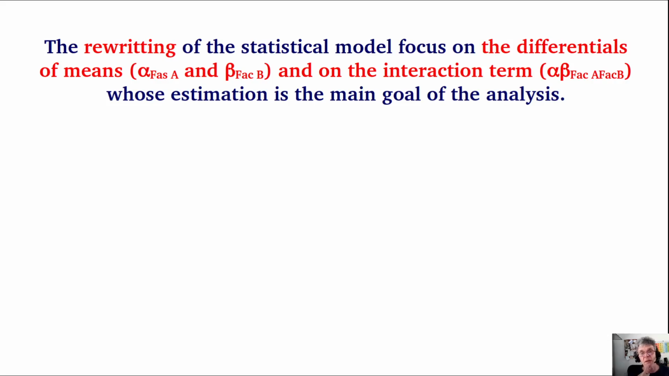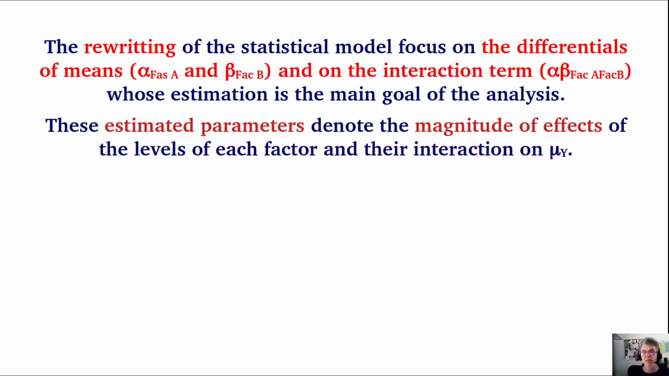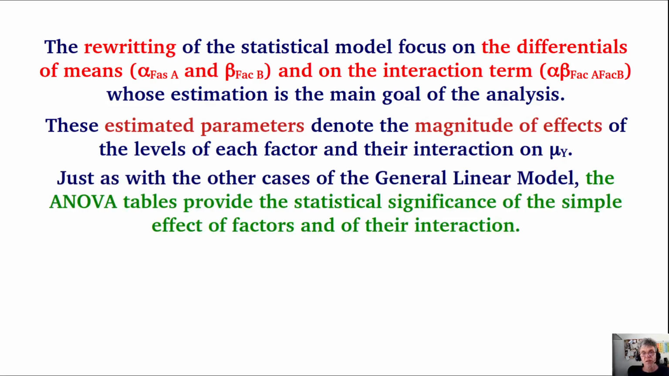The rewriting of the statistical model now focuses on the differentials of means and on the interaction term, whose estimation is the main goal of the analysis. The estimated parameters therefore denote the magnitude of the effects of each level of each factor and their interaction on the mean of the response variable. Just as in other cases, the ANOVA tables provide the statistical significance of the simple or single-level effects of the factors and of their interactions.